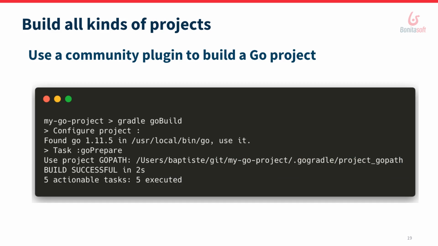So after applying this plugin, I now have a new task that is called go build, and this task will compile my project. As you can see here, Gradle found on my local environment my Go tool that was installed. So it's using it and compiling my project.